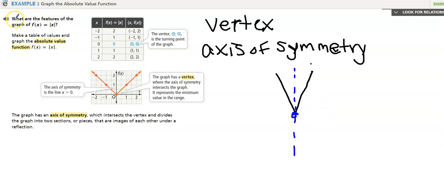Okay, back to our problem for today. So we're going to start looking at absolute value functions and looking at the features of them and how to construct them and what they mean. It's going to be very similar to the absolute value equations, except we're actually graphing the information from those equations first, not just finding solutions.